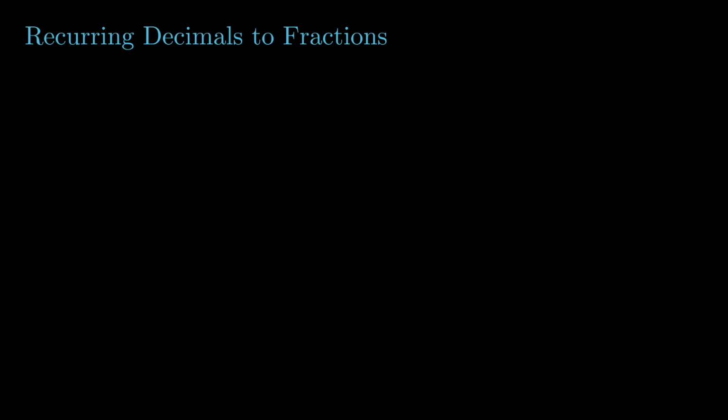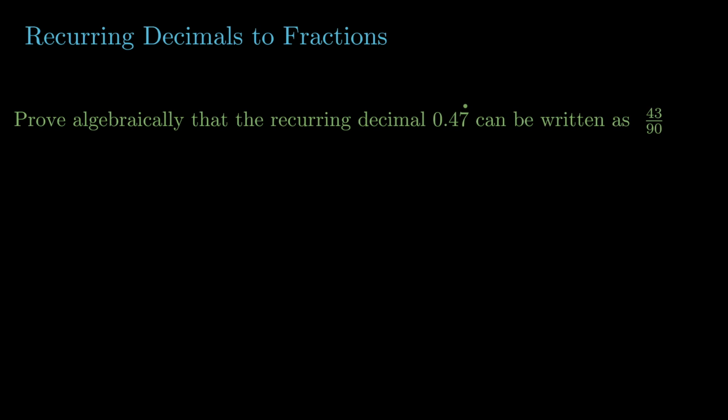Now moving on to the second example. This example is going to be slightly different, and the question is prove algebraically that 0.47 with the 7 recurring can be written as 43/90. Now first, what is 0.47 with the 7 recurring written as? This is written as 0.47777, and the 7 goes on to infinity.